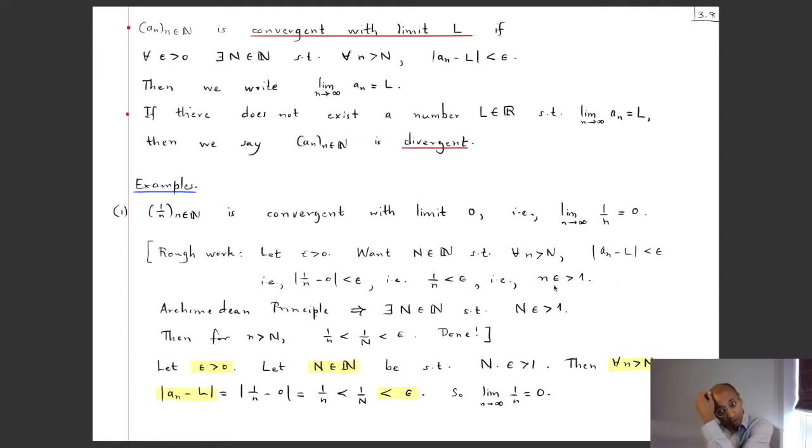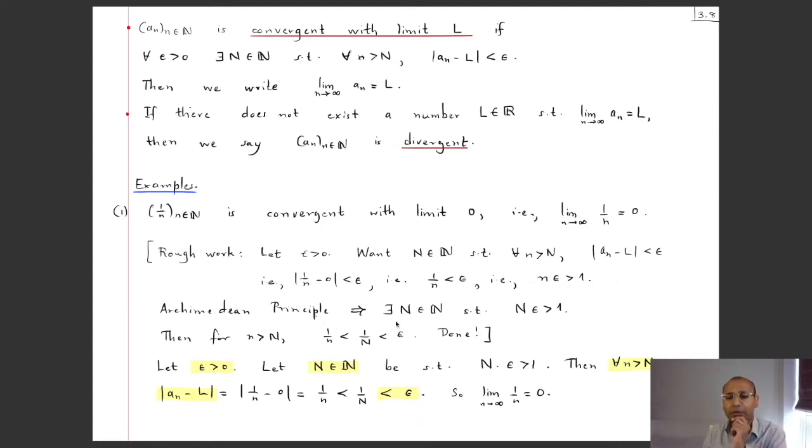Now, of course, if I choose the capital N so that capital N times epsilon is bigger than 1, then certainly for little n bigger than capital N, little n epsilon will also be bigger than 1. And having a capital N epsilon bigger than 1 is indeed possible by the Archimedean principle.